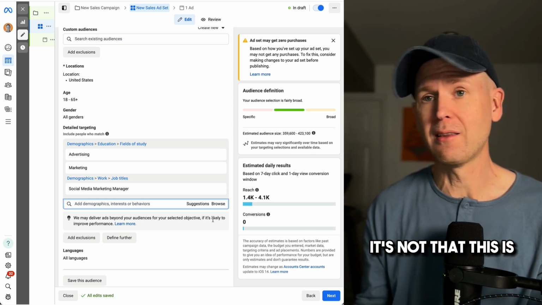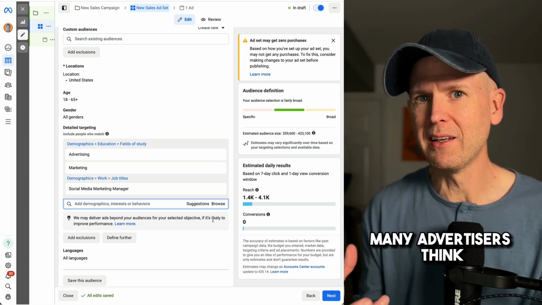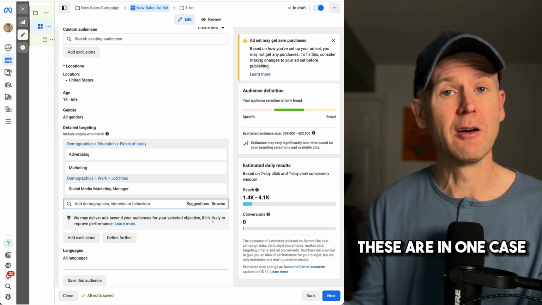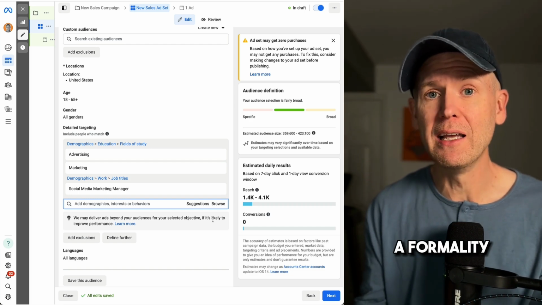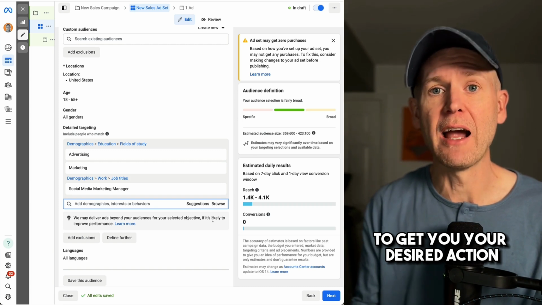So again, it's not that this is necessarily bad. It's that many advertisers think the inputs they are providing are more important than they are. These are in one case a mere suggestion, and in the second case a formality, because Meta can still go well beyond that group to get you your desired action.